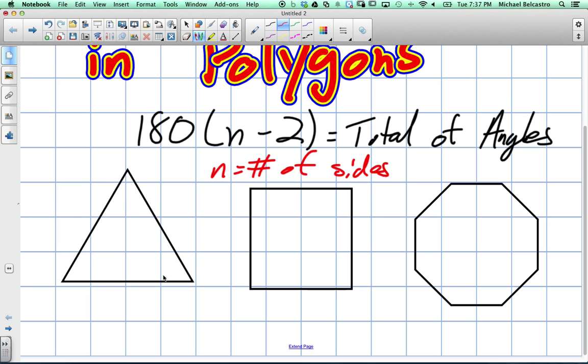Do you know what the angles add up to in a triangle? 180. Yeah, that's right. The angles all add up to 180 degrees in a triangle. We might know a square, but we probably don't know an octagon off the top of our head. So we're going to test this formula with a triangle. Okay, how many sides were the triangle? 3. Yeah, pretty straightforward, right? We've got 3 sides. Okay, which means our n is equal to 3.